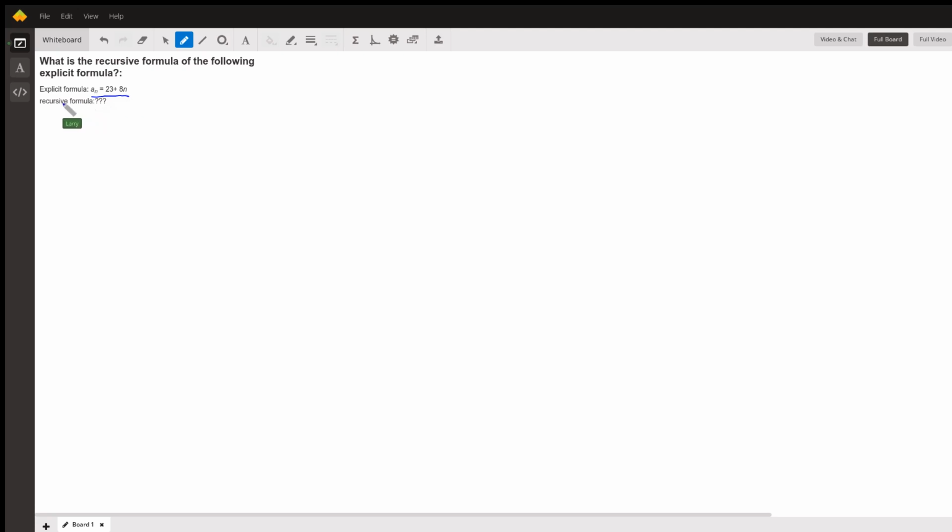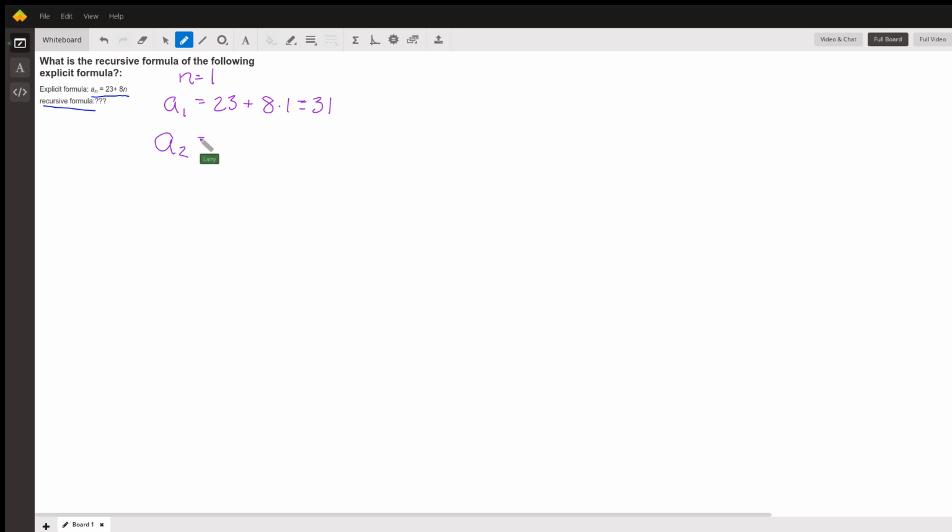So before I get to the recursive formula, let's just look at the sequence of numbers that this explicit formula talks about. When n equals 1, that means the first term of the sequence, a sub 1, equals 23 plus 8 times n, which is 8 times 1. That equals 31. So the first term is 31.